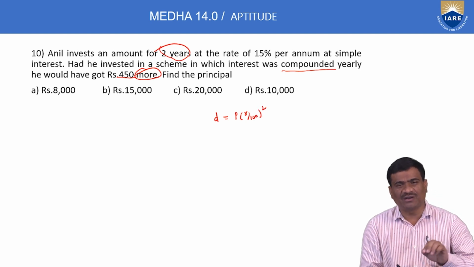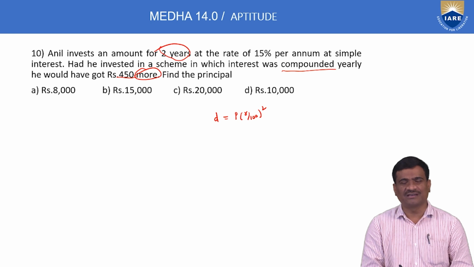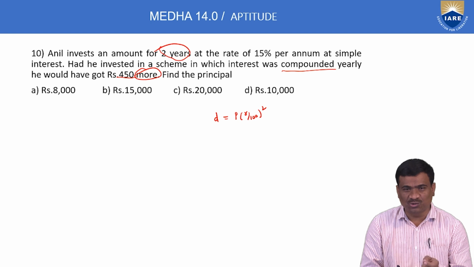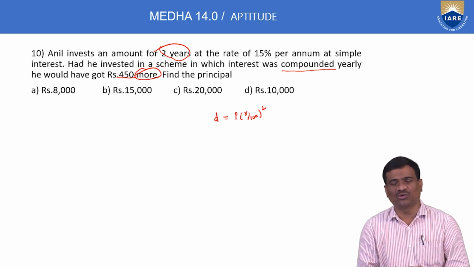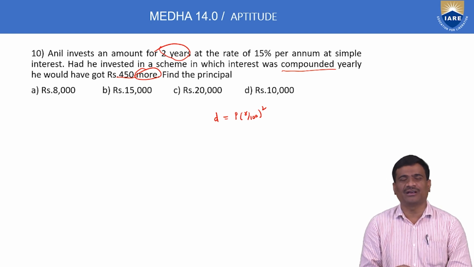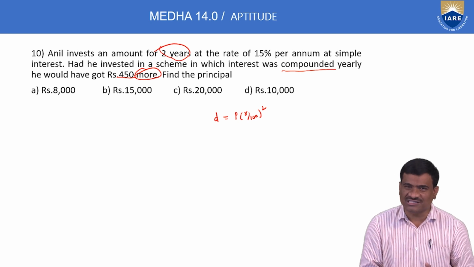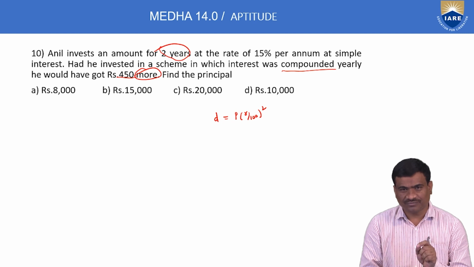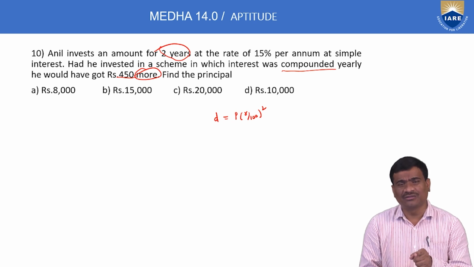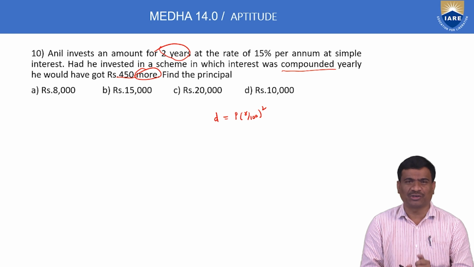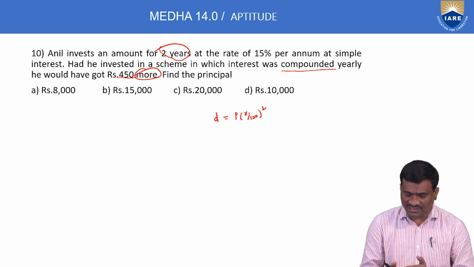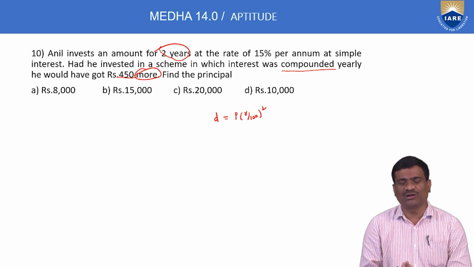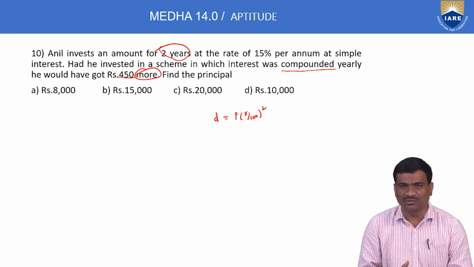The difference between simple interest and compound interest for 1 year is 0, for 2 years D is equal to P into R by 100 whole square. For 3 years D is equal to P into R square 300 plus R by 100 cube. Here this problem is applicable only for 2 years. D is equal to P into R by 100 whole square.